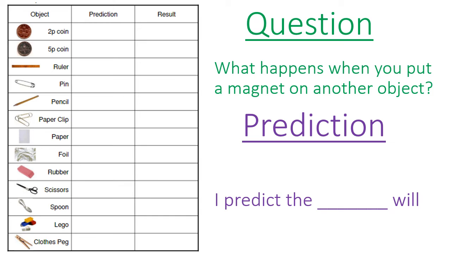And then our second question was what happens when you put a magnet on another object, so the other object is not a magnet. And our students made predictions about that. These are some of the objects that we tested. So for example, what will happen if you try to put a magnet on a copper coin or a pencil or a paper clip or aluminum foil? What will happen?